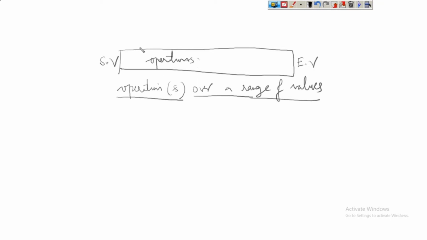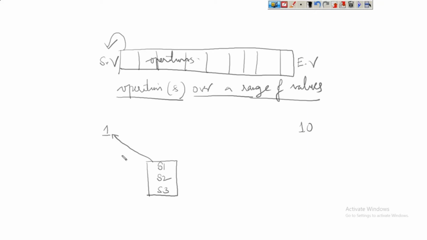These operations will be performed starting with the first value until it reaches the end value. Let us say the starting value is 1 and the ending value is 10, and we have some set of statements, which I will call S1, S2, S3. The statements will be applied on 1 onwards. How can we reach from 1 to 10? On what basis?